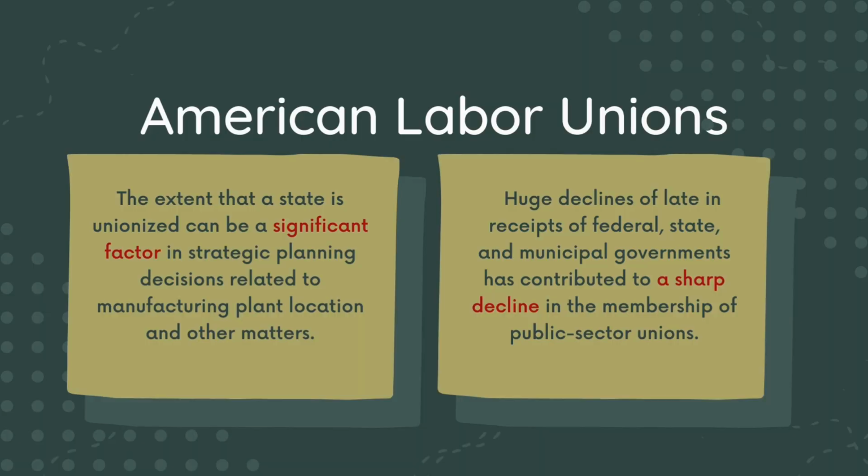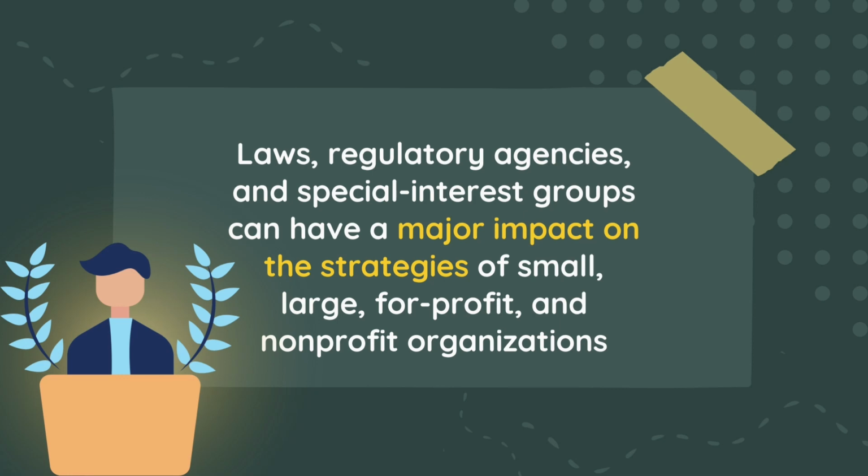Also, in American labor unions, the extent that a state is unionized can be a significant factor in strategic planning decisions related to manufacturing, plant location, and other matters. And huge declines of late in receipts of federal, state, and municipal governments have contributed to a sharp decline in the membership of public sector unions. Laws, regulatory agencies, and special interest groups can have a major impact on the strategies of small or large for-profit and non-profit organizations.